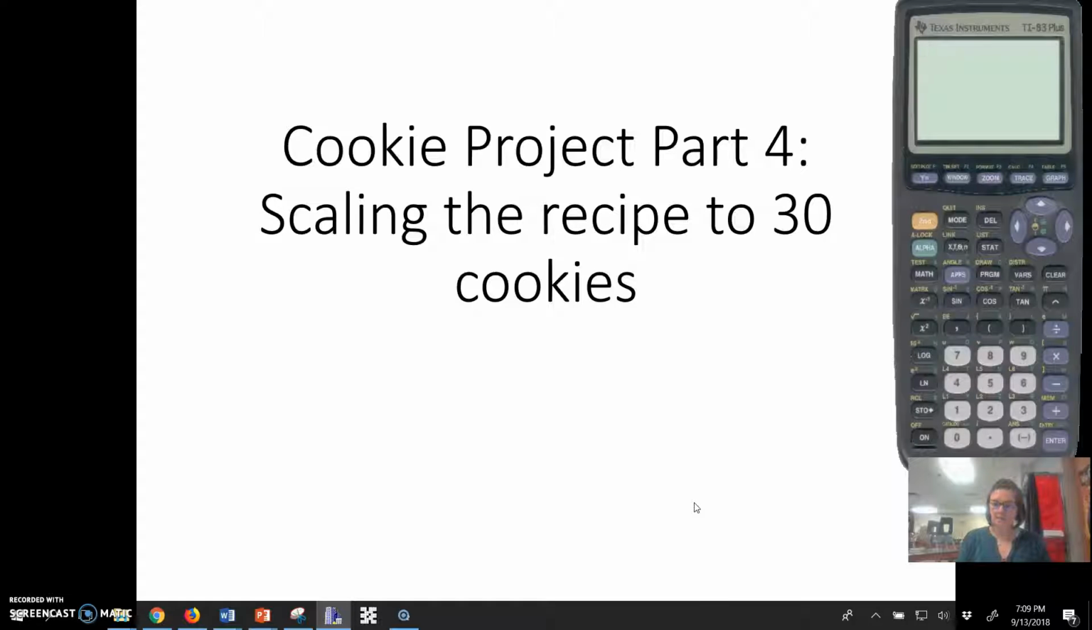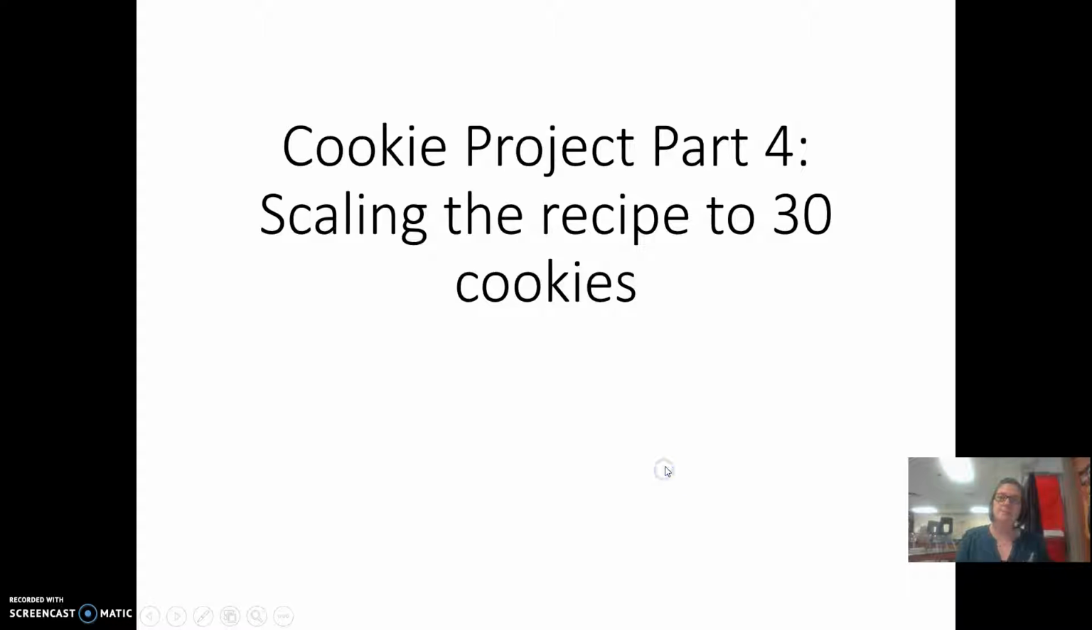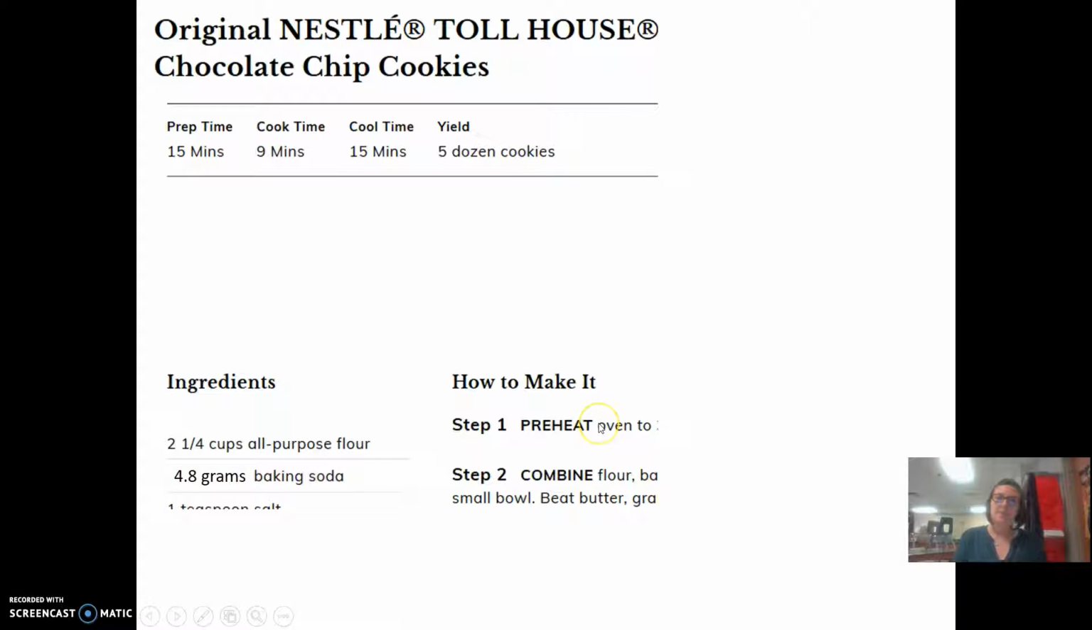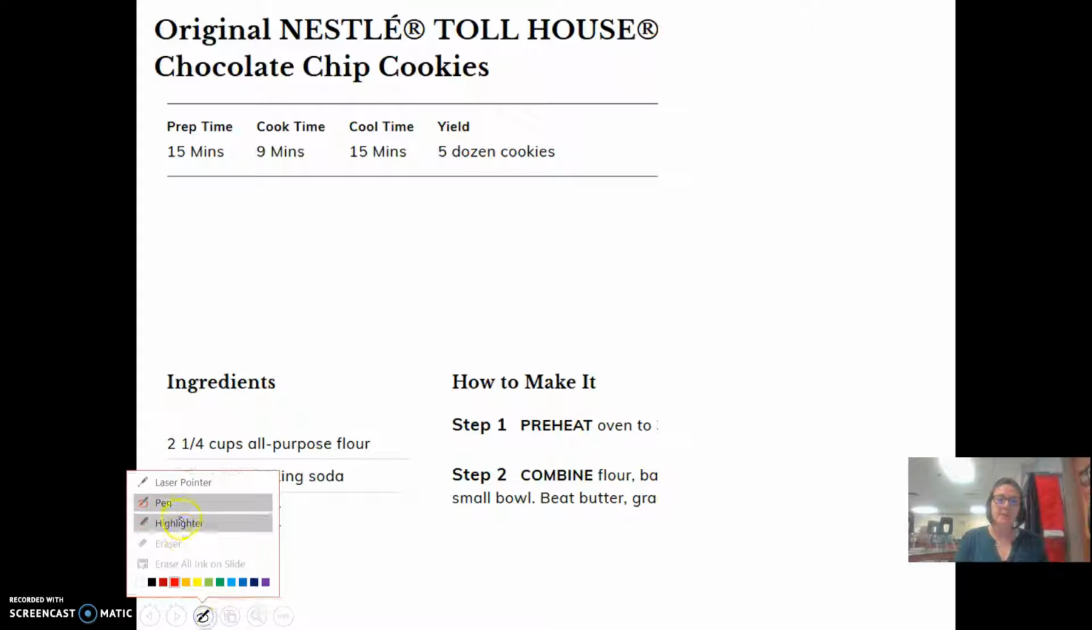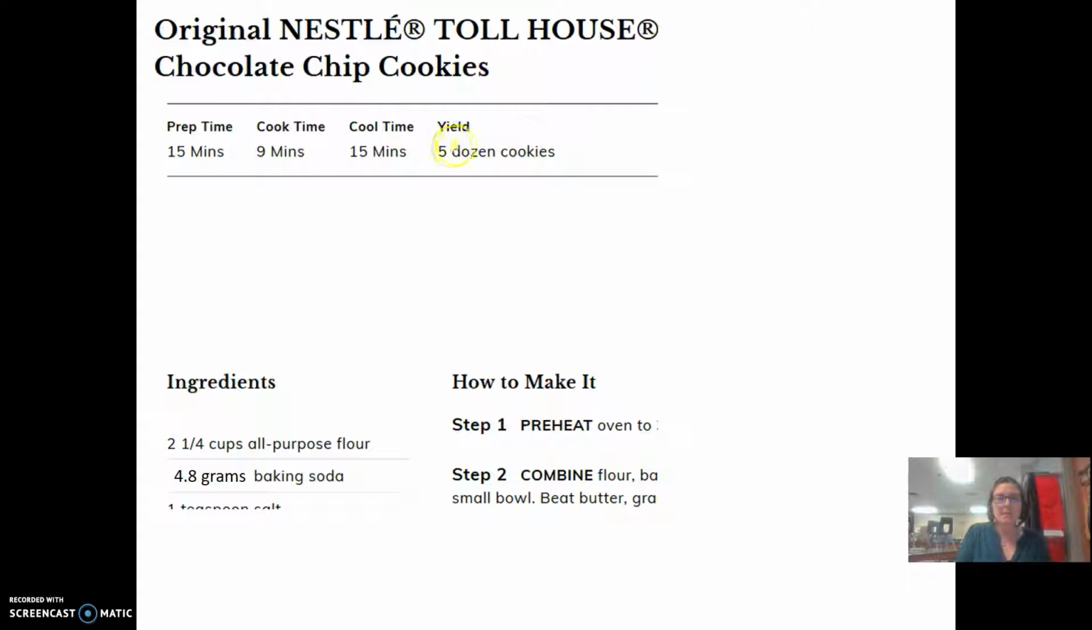This video is going to show you how to do the second type of calculation in your cookie project, which is scaling the recipe to make 30 cookies. So the recipe I had chosen as my example before was the Nestle Toll House cookie recipe. And it says in the recipe that it makes 5 dozen cookies.